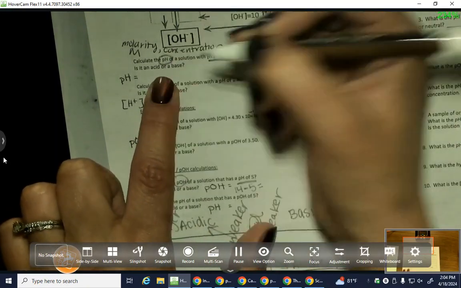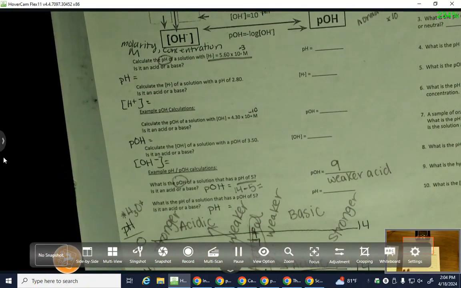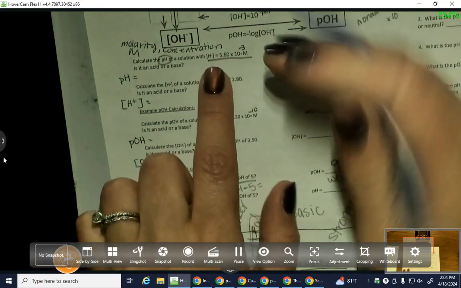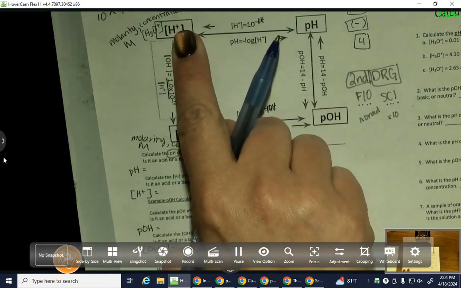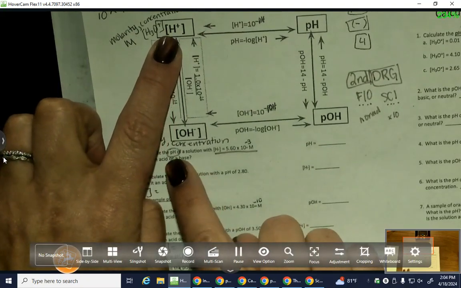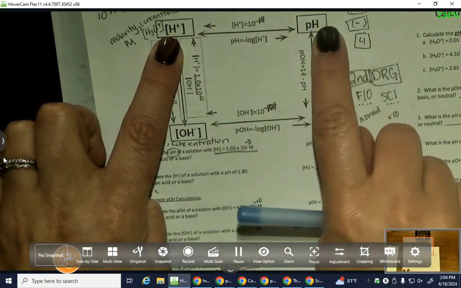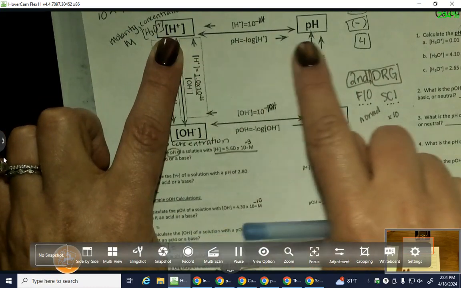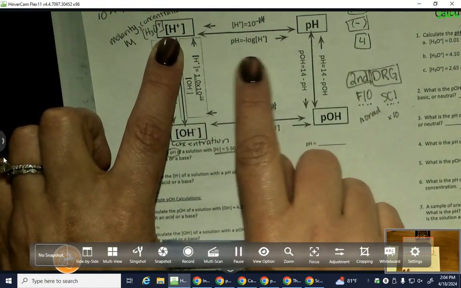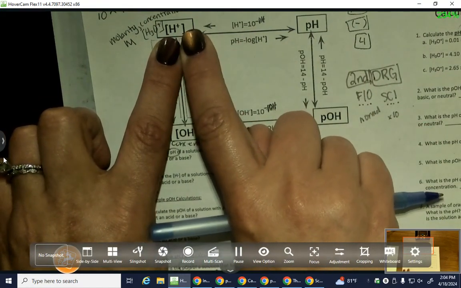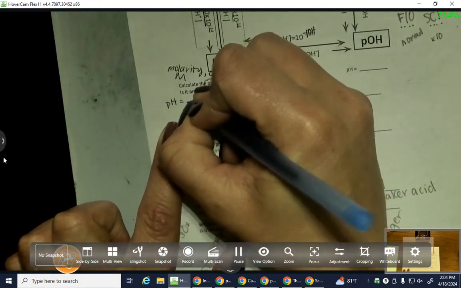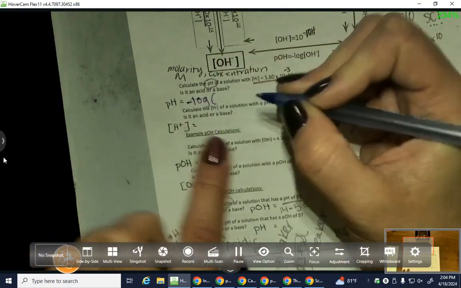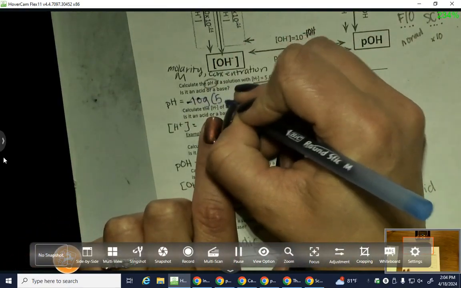We're calculating the pH. So I'm going to go ahead and look at my little square. I'm starting right here, and I want to go to pH, so I'm going across to pH. That means I'm following the arrow going to the right. It says pH is equal to the negative log of whatever that concentration was. So pH is equal to negative log, and then we can put our concentration into that.